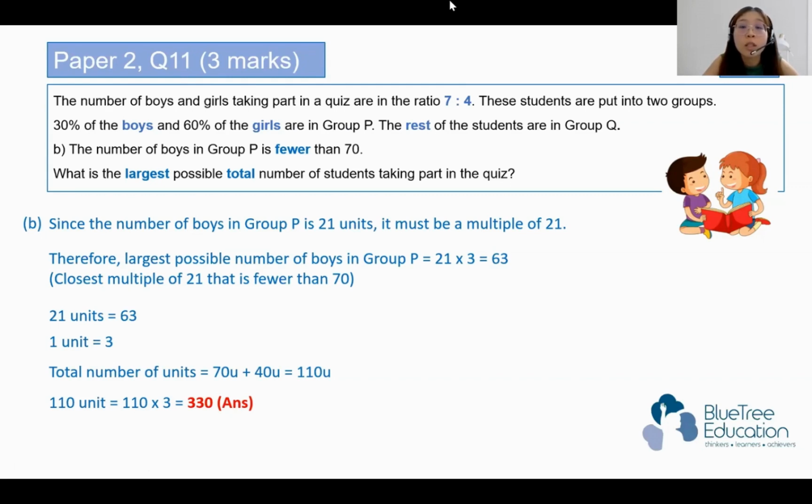Okay, you can't use 42 for the multiples because you have to go up to 63 because that's the closest number that's lesser than 70. Okay.